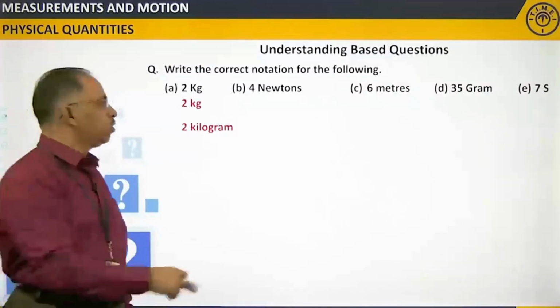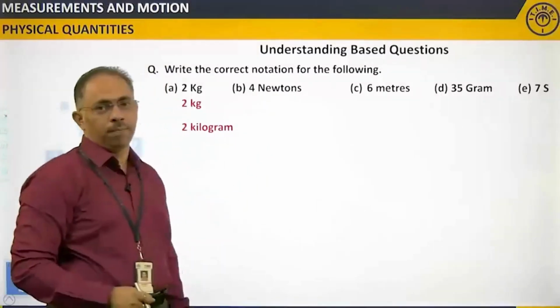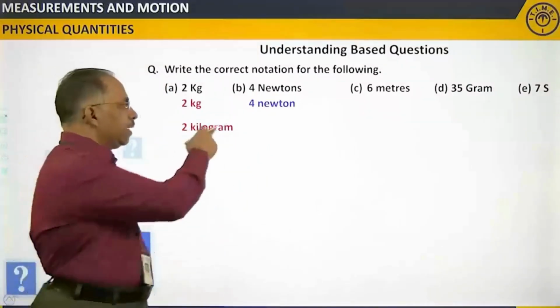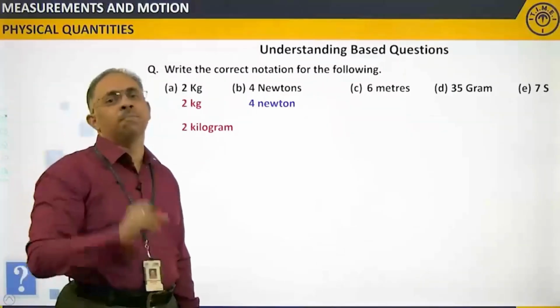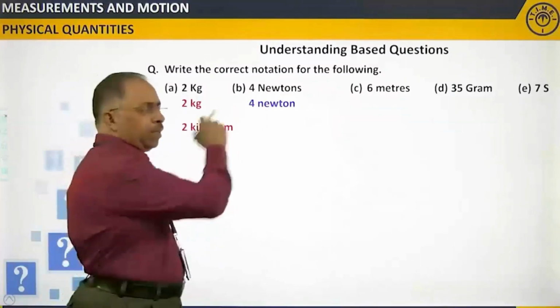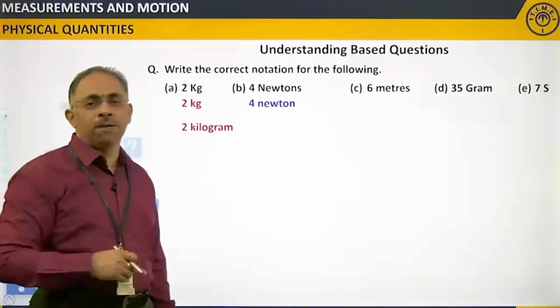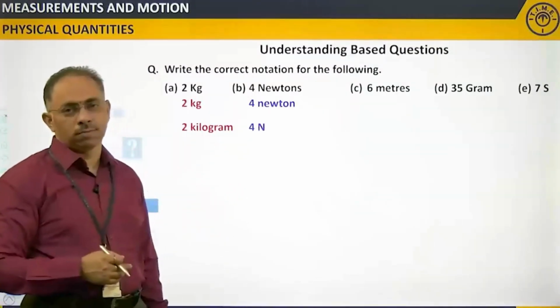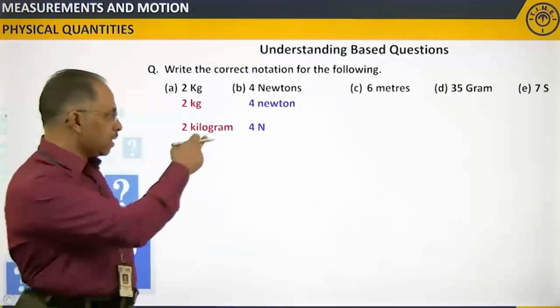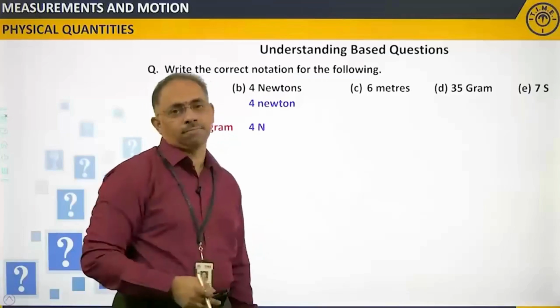Second thing is that you cannot use the plural form of it. Okay. So, I should write 4 newton like this, or if I want to write only the symbol form, this is the name of the unit. If I want to write only the symbol form, I should just write N as per the rules. Is it clear? Next, coming here, 6 meter.